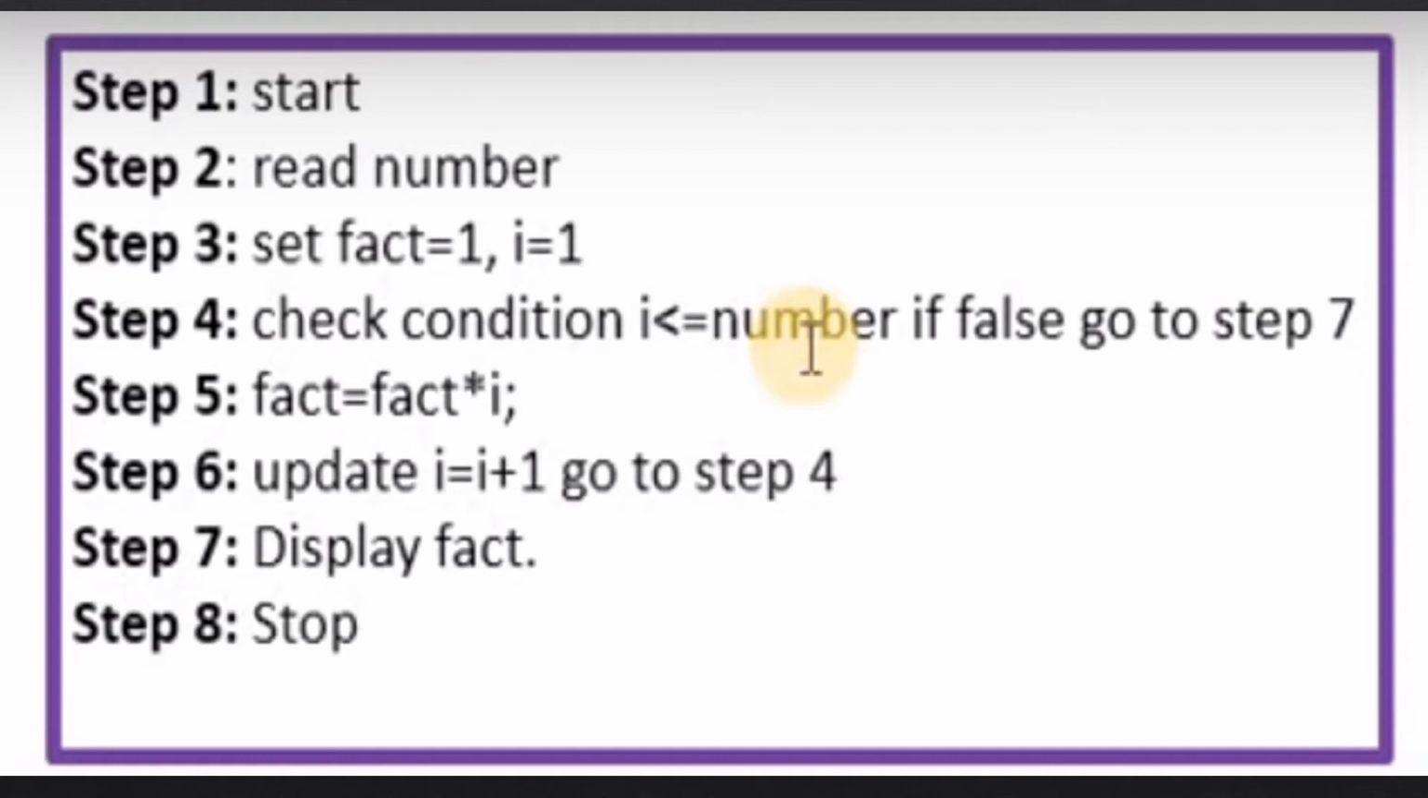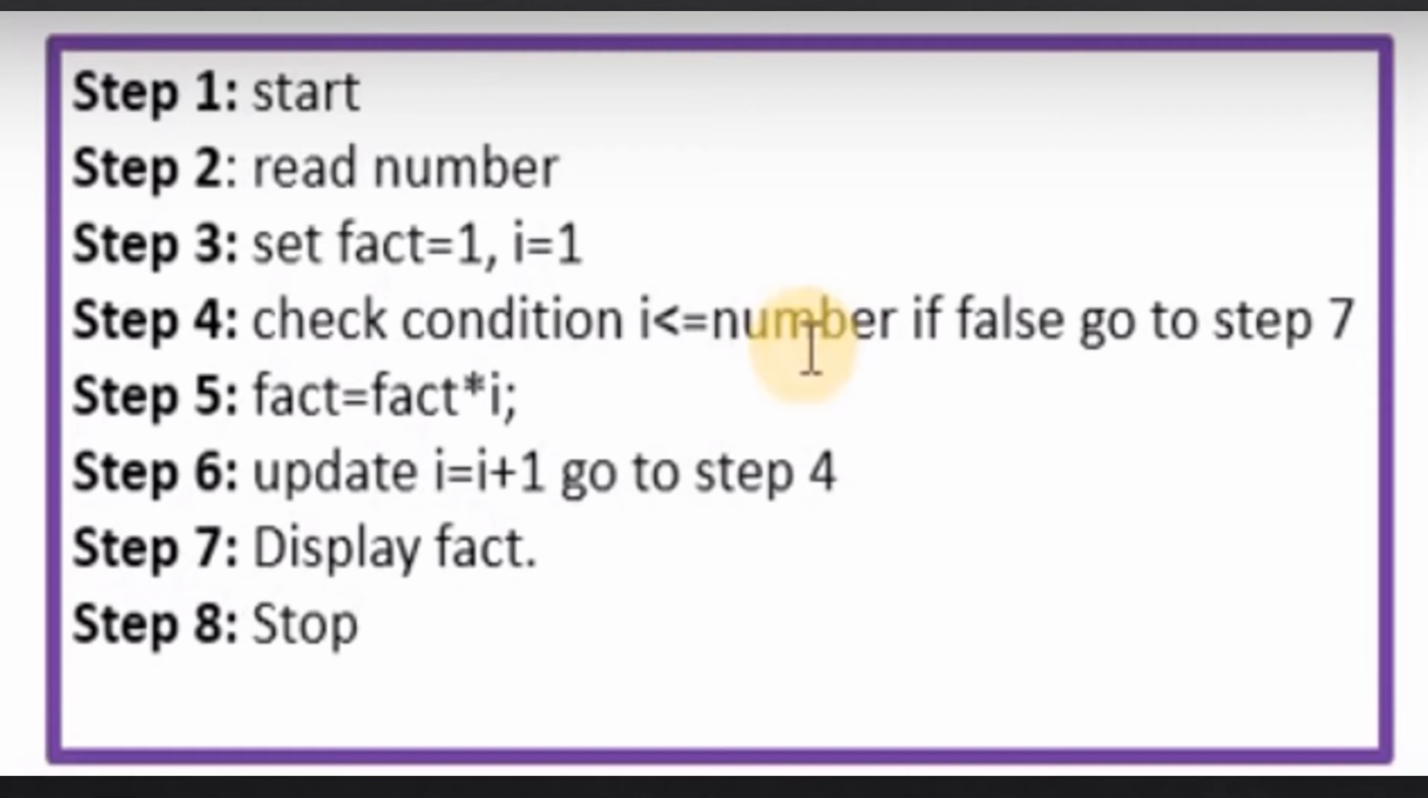Look here. This is the algorithm for the factorial of a number. Step 1, start. Step 2, read a number, that is 5. Step 3, set factorial equal to 1 and i equal to 1. Take any two variables and set them equal to 1. Step 4, check the condition: if i is less than or equal to number. Our number is 5 and i is equal to 1, so 1 is less than or equal to 5. If false, go to step 7. It is true that i is less than or equal to 5.